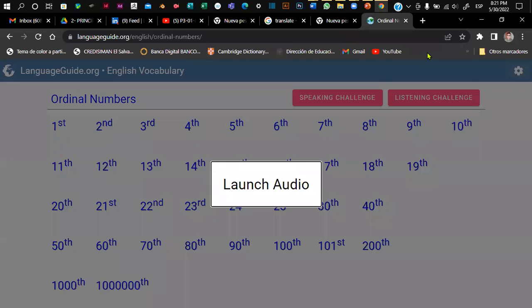Okay, launching audio. Let's see. Come on, the website is not loading fast. It's kind of slow, but no matter. If it doesn't work, you can try it at home. This website is about listening to the pronunciation. Okay, it seems that it's not working. Maybe something happens with the website. Let me try one more time. Yeah, it is not working. Okay, doesn't matter. We can see the numbers. For example, what is this number? The one that I am selecting. What is the number? 21st. Okay, this one?